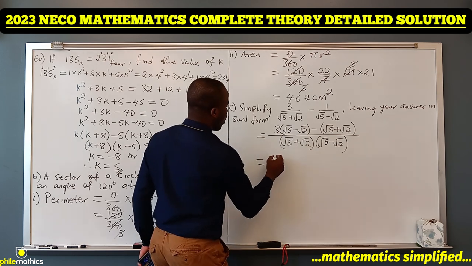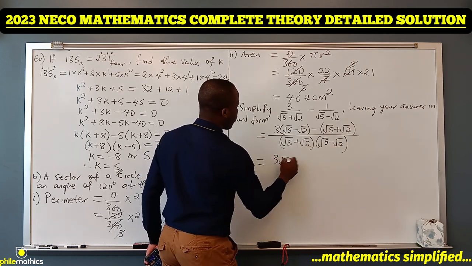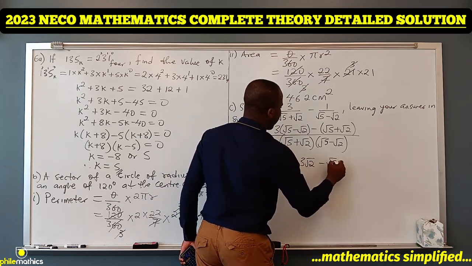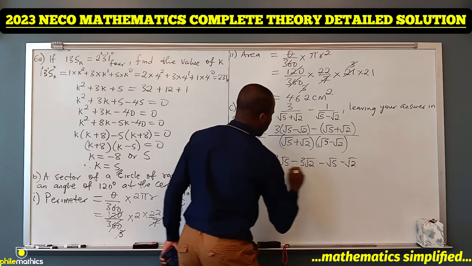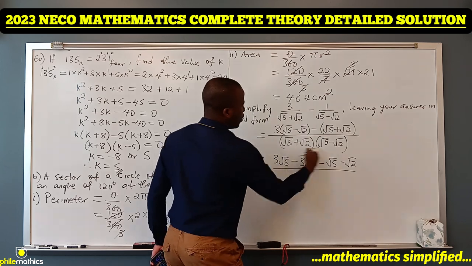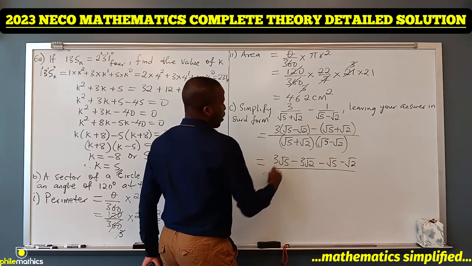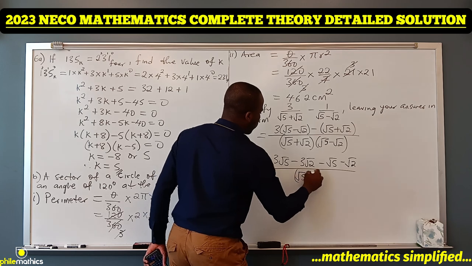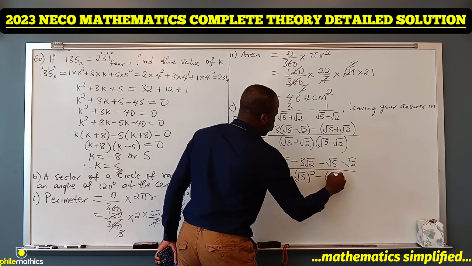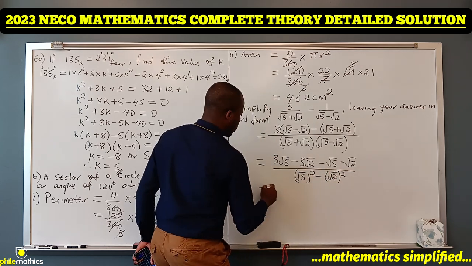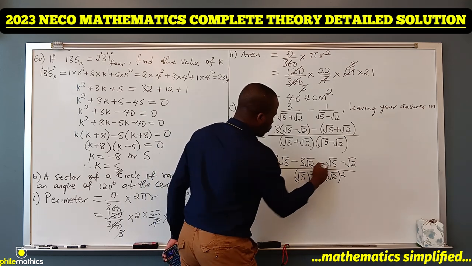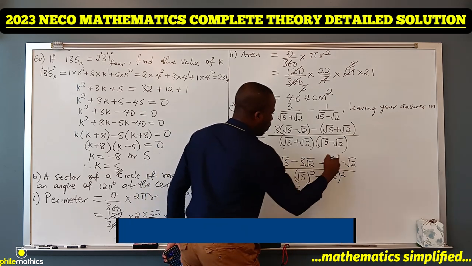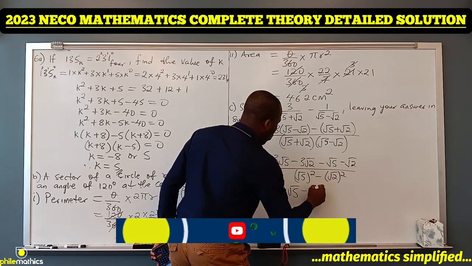Open the bracket, we have 3 root 5 minus 3 root 2 minus root 5 minus root 2 over. This is a difference of 2 squares, and from the difference of 2 squares, this will be root 5 squared minus root 2 squared. 3 root 5 minus root 5 is 2 root 5, minus 3 root 2 minus root 2 is minus 4 root 2.